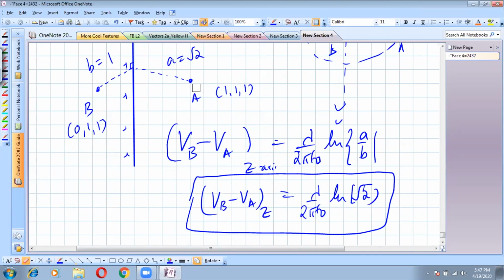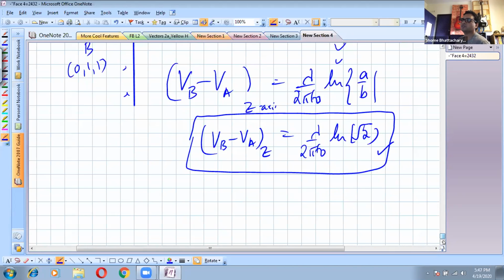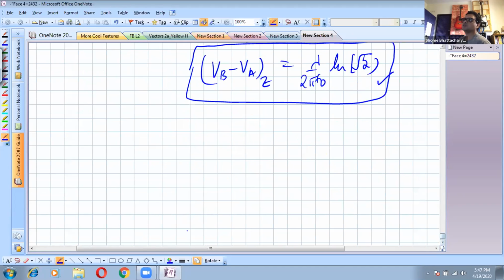Now you visualize this point A and this point B, and what kind of shells they are lying on with respect to the z-axis. You'll realize A is lying on a shell of radius root 2, whereas B is lying on a shell of radius 1. Got my point now? So as far as just the charge Z is concerned, that is the potential difference it creates. Now similarly, if you visualize for the y-axis, you'll get the similar thing.